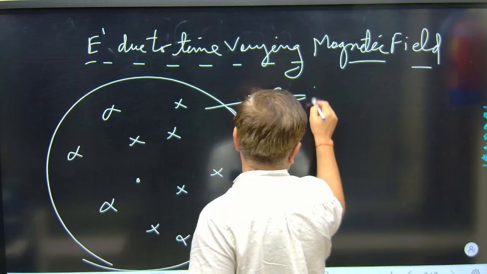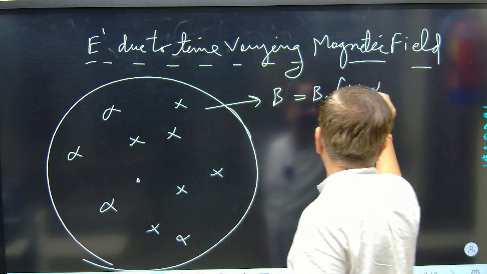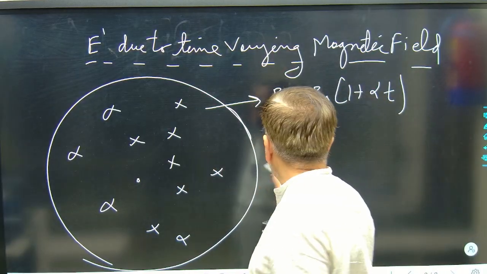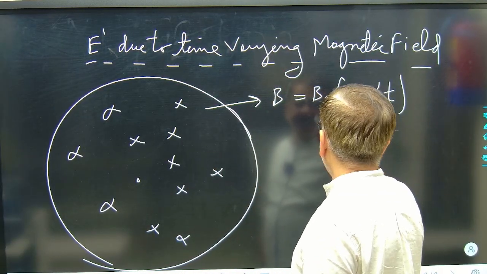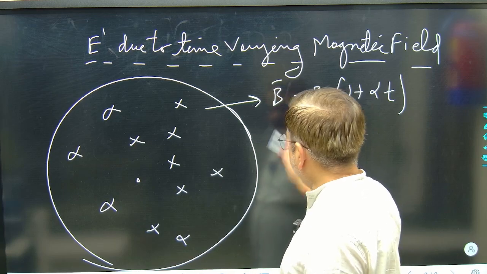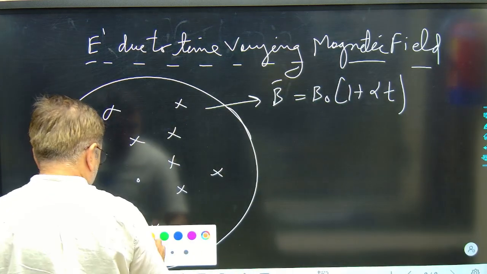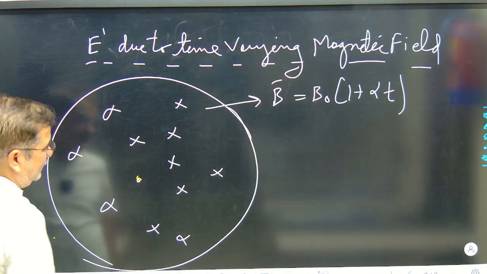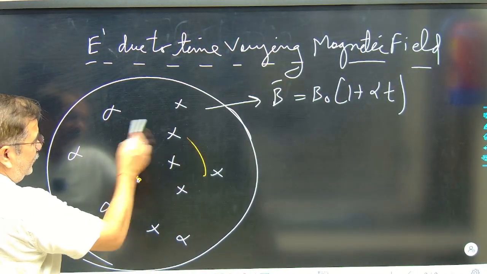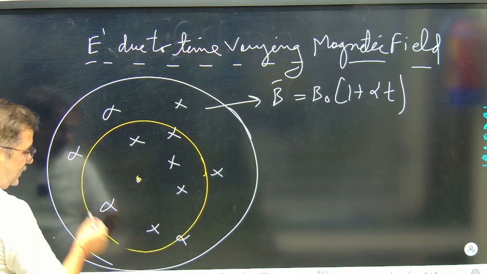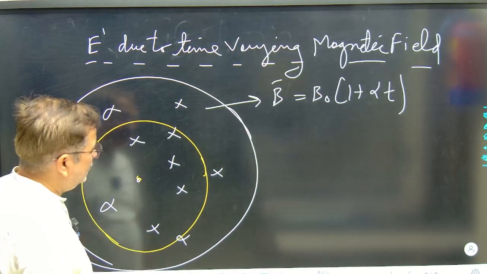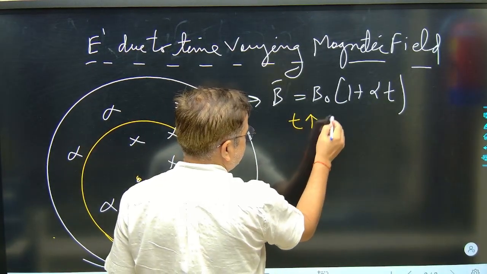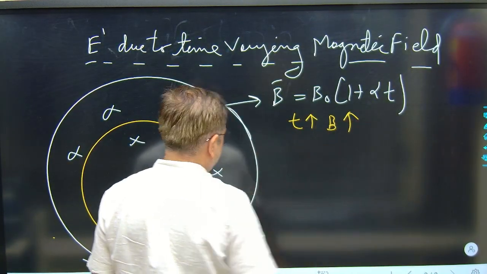The field in this space is varying as B naught times 1 plus alpha t. This way the field is varying with time in this space, not remaining constant. Alpha is some constant, t is the time, B naught is also constant. If the field is varying like this, we can always find some hypothetical induced field lines developed. Meaning that if I put a conducting ring in this space, there is no motion as such, only the field lines are varying. I can say that with time, the magnetic field is increasing here in this space.